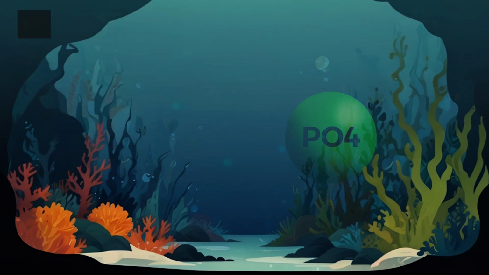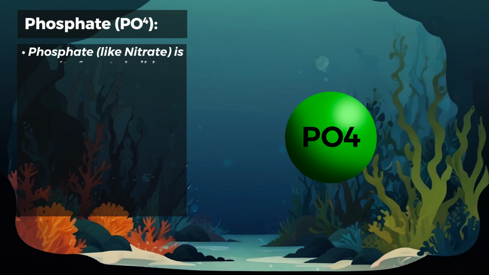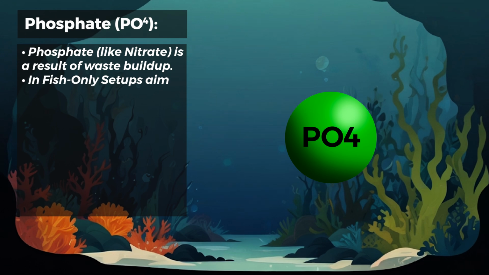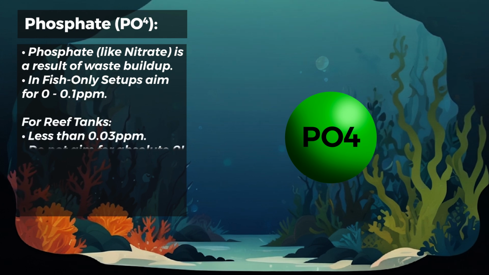Phosphate is something you'll also need to consider, and is relatively similar to nitrate in the way that it is created by waste in the tank. Excessive phosphate, however, is usually much more responsible for nuisance algae growth than high nitrates. The ideal range for fish-only tanks is less than 0.1 parts per million, but for reef tanks it should be less than 0.03 parts per million.